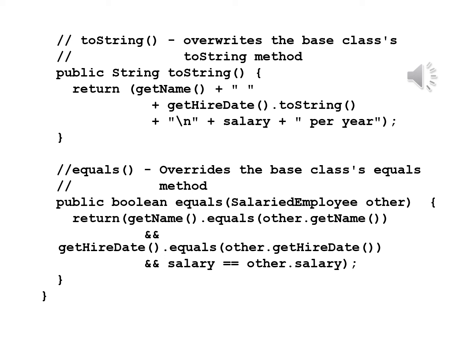Equals we override as follows. Public boolean equals, SalariedEmployee other. Return getName().equals(other.getName()) and getHireDate().equals(other.getHireDate()) and salary equals other.salary. And with this, we have completed the second derived class.